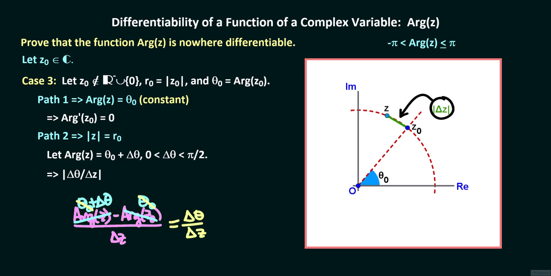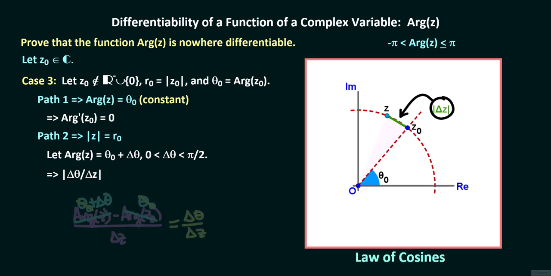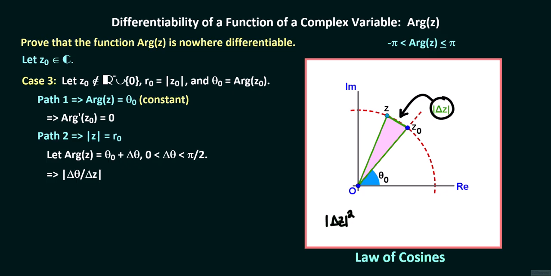Let's take the absolute value of the difference quotient. We calculate the absolute value of delta z by applying the law of cosines on the triangle with vertices 0, z, and z sub 0. For the square of the absolute value of delta z, we have the sum of the squares of the lengths of the two other sides, each of which is a radius of the circle. So we have r sub 0 squared plus r sub 0 squared. Then we subtract twice the product of the two radii, so that we have minus 2 times r sub 0 squared. Then we multiply this by cosine of the angle opposite delta z.